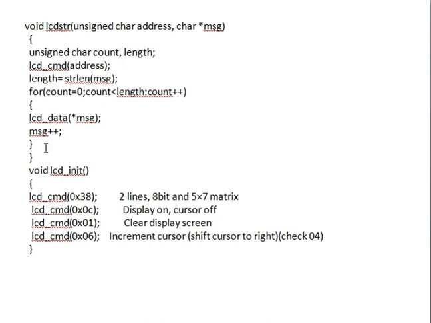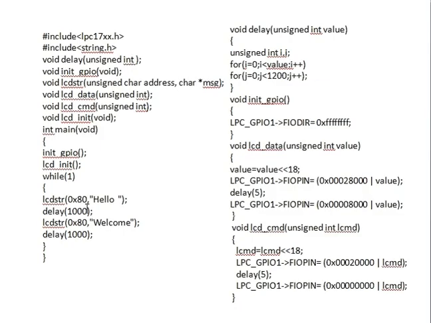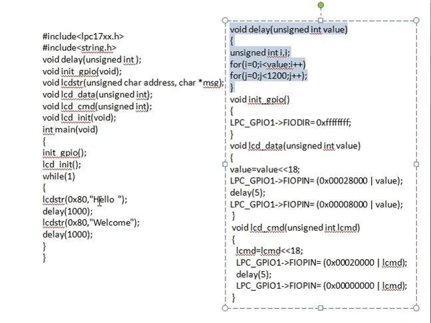Hope this is clear. And finally what we do here, we provide a delay, then again call the LCD string function, and here again on the same line welcome is printed, and finally you have a delay. Hope I have not left any function here. The delay function you can modify and you can see how it responds. Hope this is convenient for you.